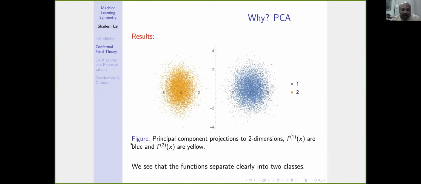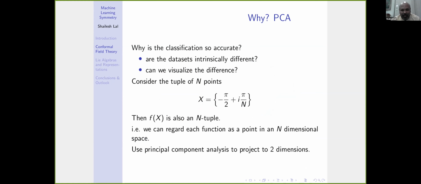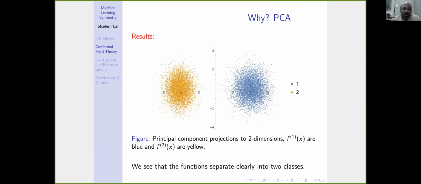If you do that, then you find this really nice separation. Functions where the Fourier mode is missing lie in this little clump over here, and functions where that mode is present lie in this clump over here. So you can see that these functions very nicely separate into two classes. There is indeed some intrinsic difference between these things.